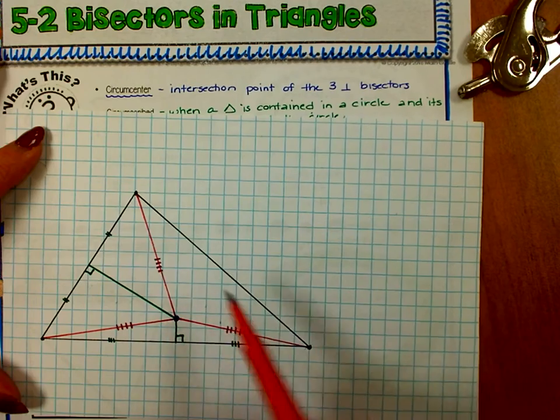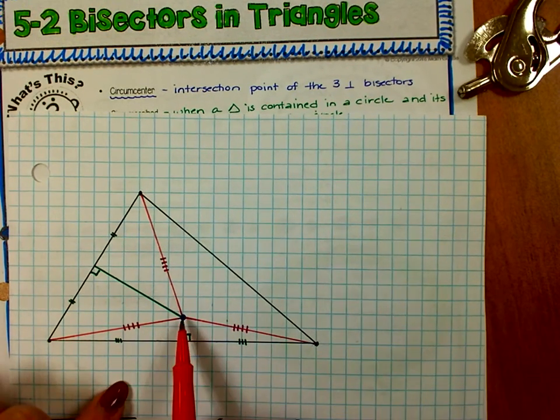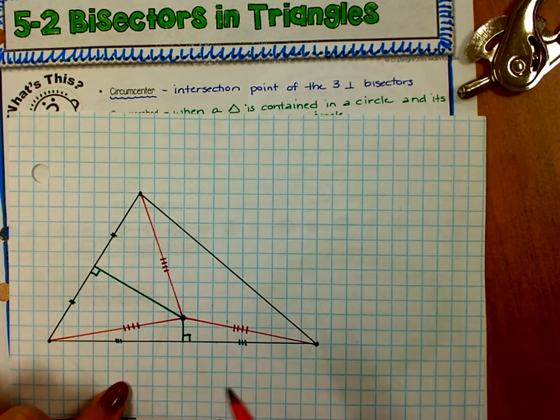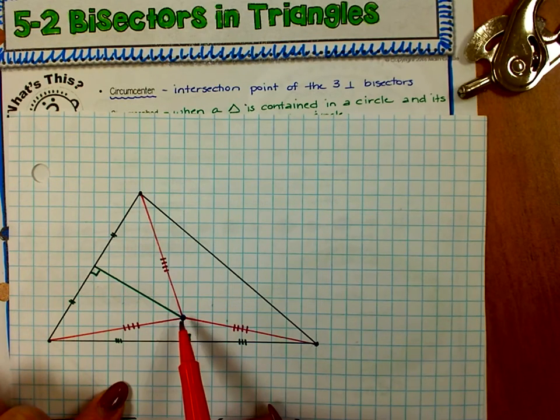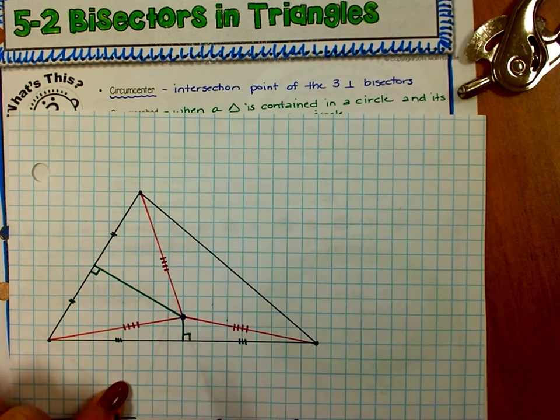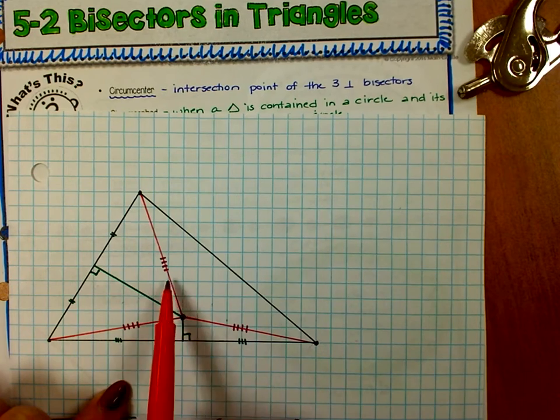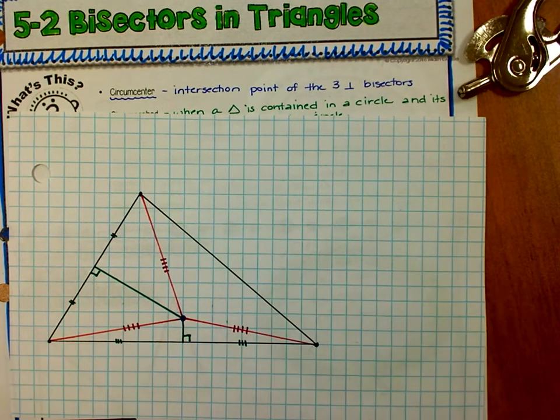And then we could have done another one, but you only need two in order to see where they are going to intersect. And that's going to give you your point of concurrency. And then from the point of concurrency to the vertex, we have line segments that are congruent. And we will use those a little bit later.